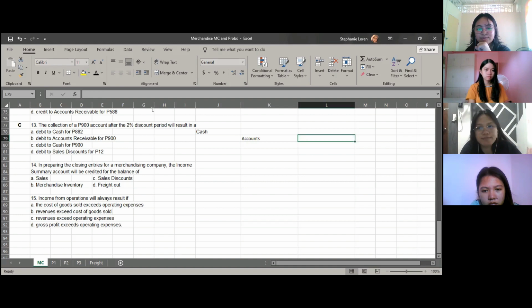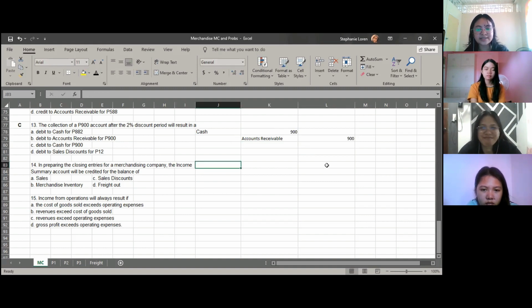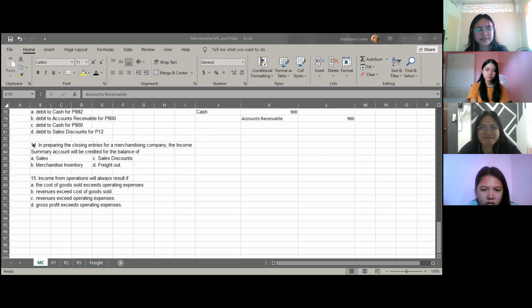So, yung on account na mako-collect, that's 900 pesos. And cash, debit cash na 900 pesos and credit accounts receivable na 900. Ayun. So, next question na tayo.